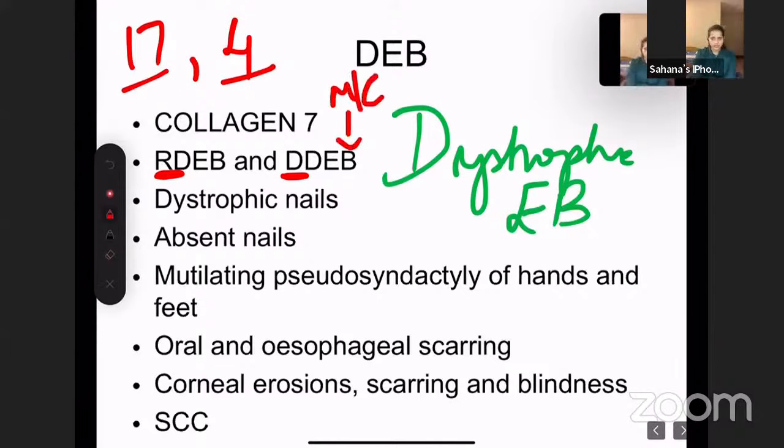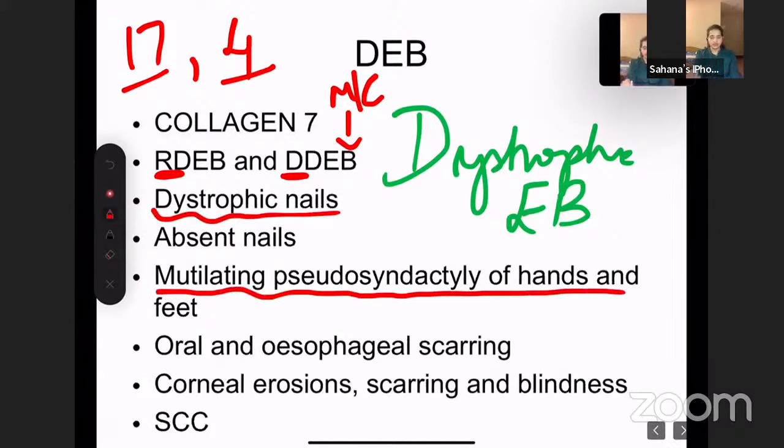Okay, so the characteristic features here, like I said, the characteristic feature in junctional EB was the presence of periorificial granulation tissue. The characteristic feature here is dystrophy of the nails, and the most important one, mutilating pseudosyndactyly of the hands and feet. So this is a very big word.